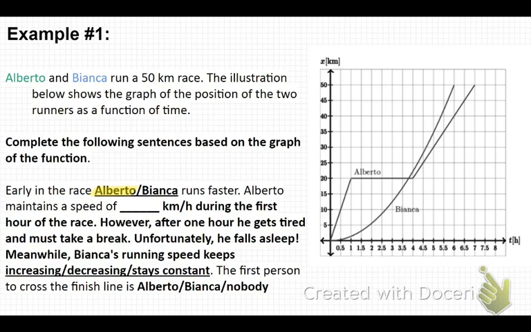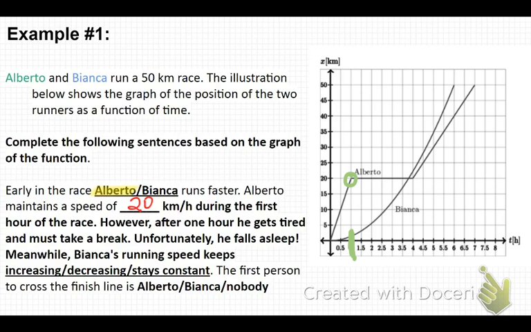Can I get another volunteer for the second sentence? Just to read it. Yes, Danielle. Okay, so Alberto maintains a speed of how many kilometers per hour during the first hour? How do I know it's 20? Well, if I look at 1 hour on my time axis, that is 20 kilometers per hour, okay?